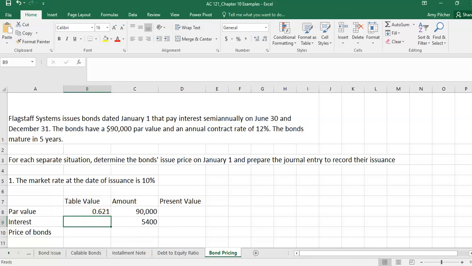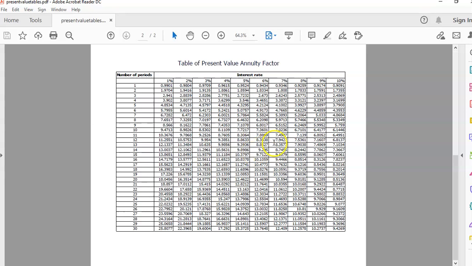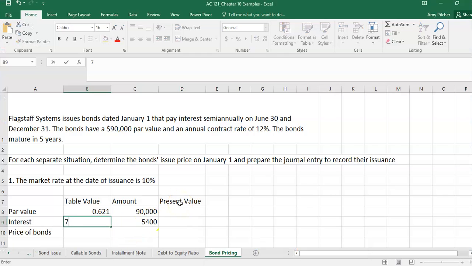Then for the interest payments, the interest calculation is an annuity payment. We pay that twice a year for 5 years. That's a total of 10 payments. So it's 10% interest twice a year. Because it's twice a year, we're going to take that interest divided by 2 for our annuity factor. So we have 10 periods that interest is being paid and a 5% interest rate. So we look here on our table and get a factor of 7.7217.